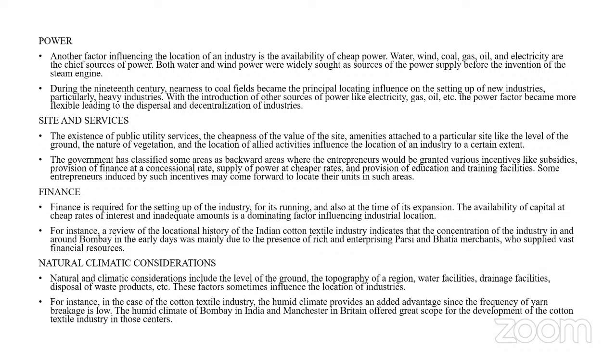Natural and climatic considerations. Natural and climatic considerations include the level of the ground, the topography of a region, water facilities, drainage facilities, disposal of waste products, etc. For instance, in the case of the cotton textile industry, the humid climate provides an added advantage since the frequency of yarn breakage is low. The humid climate of Bombay in India and Manchester in Britain offer great scope for the development of the cotton textile industry in those centers.